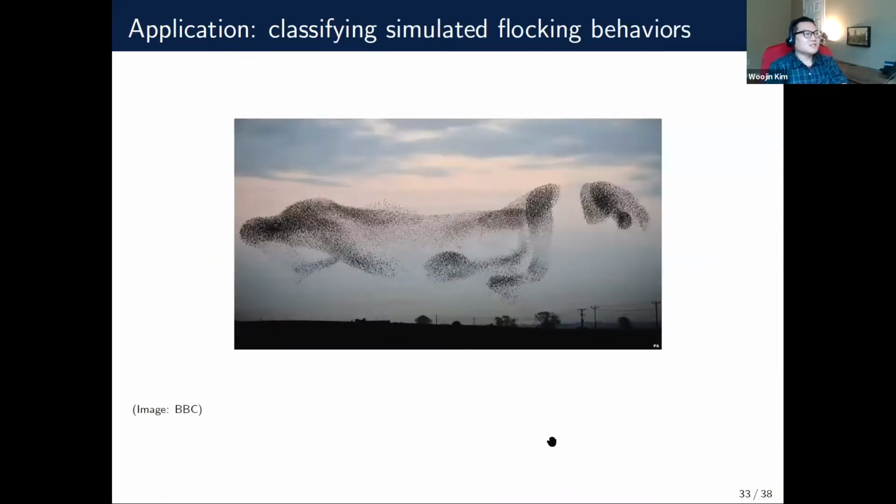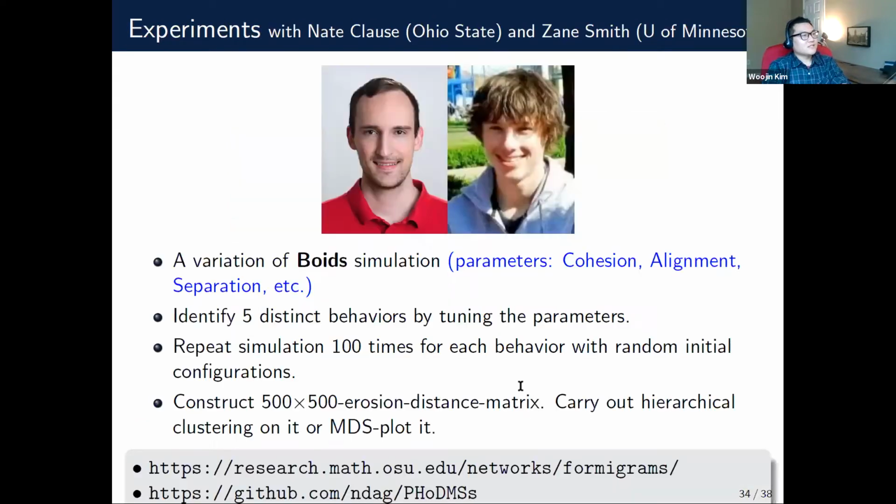So what we did is, using that lower bound, we classified simulated flocking behaviors, which I will introduce now. This experiment was carried out together with Nate Clause and Jane Smith, both graduate students at Ohio State and University of Minnesota. To generate the dynamic metric spaces, we used a variation of Boids simulation. So let me show you Boids simulation and explain how we carried out our experiments.